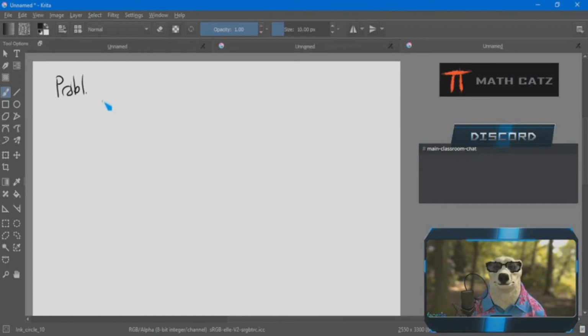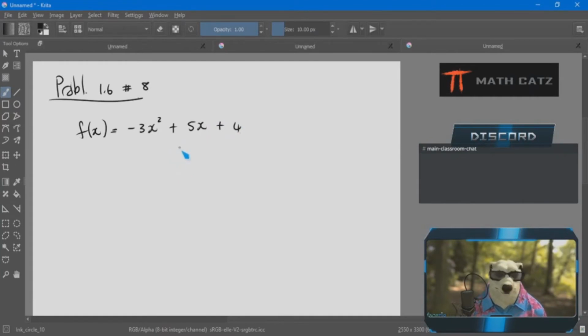I don't know. Let's take 1.6 number 8. That's fine. Let's do number 8, where I have f of x equal to... I don't have the problem book open, but I'll just write it down for you. You don't need to look in the problem book. It is just giving me exactly this, plus 5x plus 4, a random general form quadratic function.